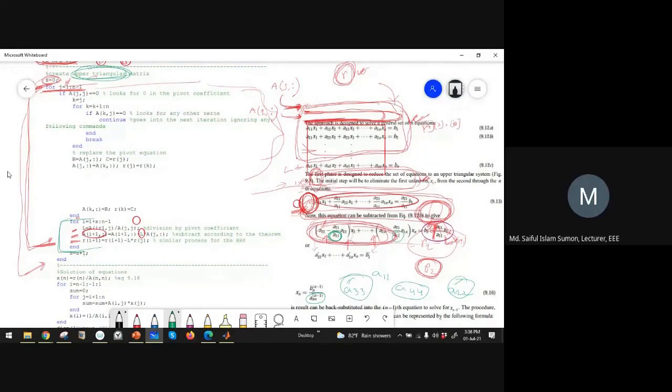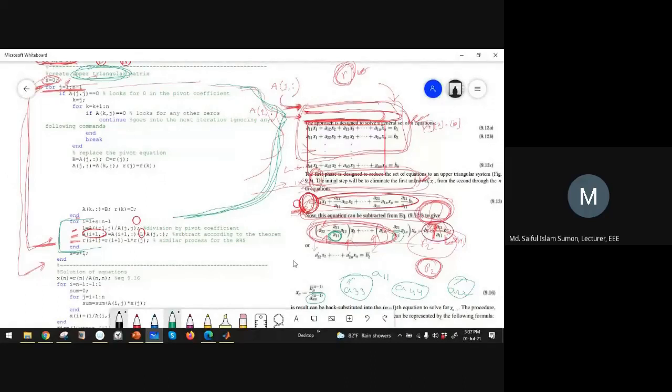Now, there may be one problem if this A11 is equal to 0. So if we divide by 0, there will be a problem, and I want to skip that problem. If I want to skip that problem, then I need to go for this extra but important thing. Have you understood now? Now what's the solution for that?